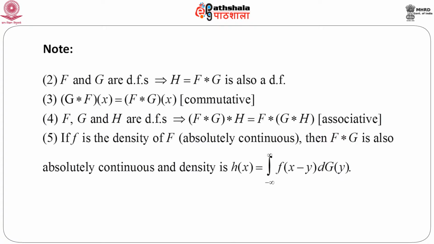The answer is yes. If small f is the density of capital F, that means capital F must be absolutely continuous in nature, then capital F star G is also absolutely continuous, and the density is given by h(x) equals integral from minus infinity to infinity of f(x minus y) d capital G(y). So, this is a very important result, or maybe treated as a theorem, that we can generate the density provided it is an absolutely continuous variable.